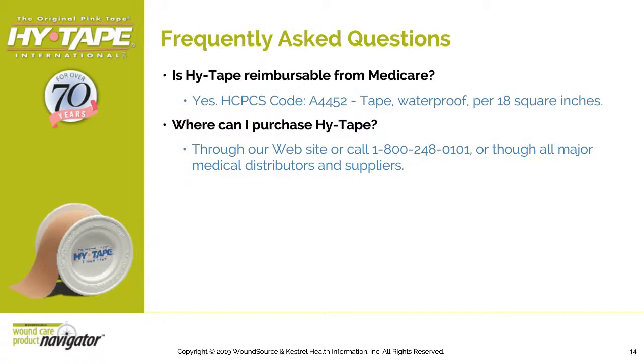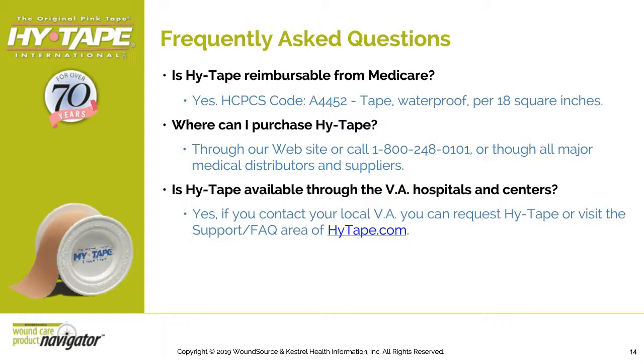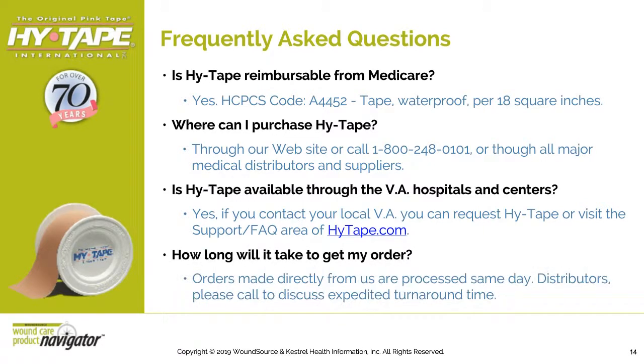Is High Tape available through VA hospitals and centers? Yes, some VAs carry our product. Veterans can call their local VA to get High Tape, or VA centers can call High Tape directly and speak to a salesperson about stocking our product. How long will it take to get my order? Most orders are processed the same day, and expedited shipping for distributors is often available after we discuss the particulars of the fulfillment process.